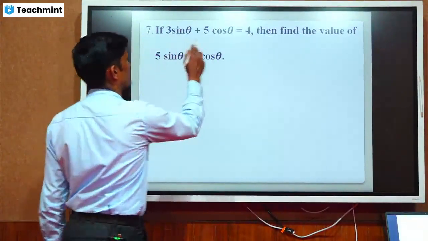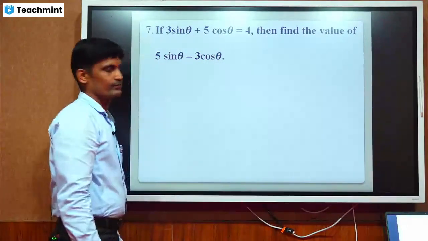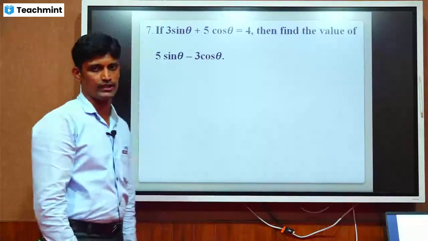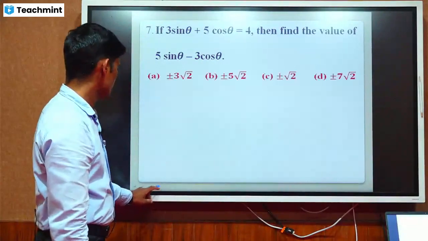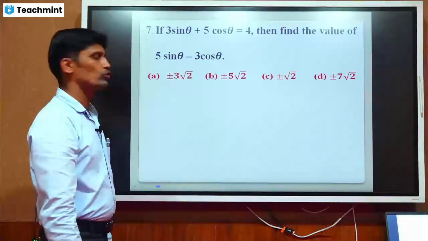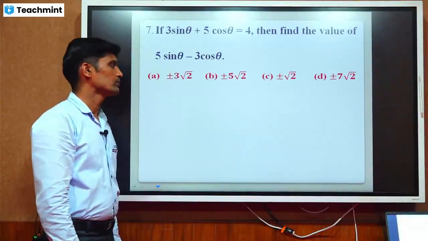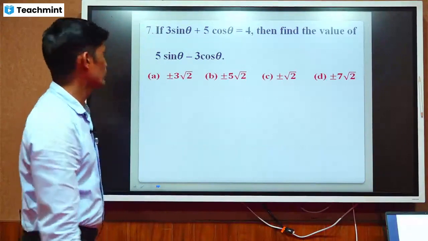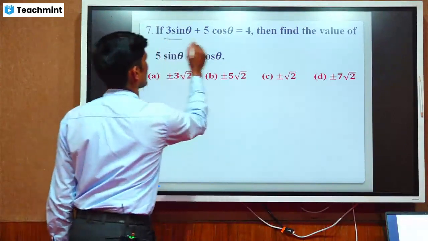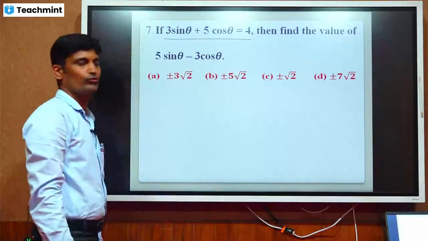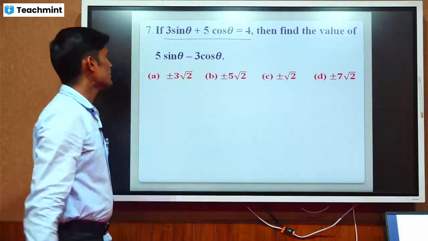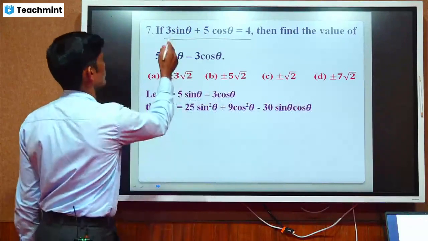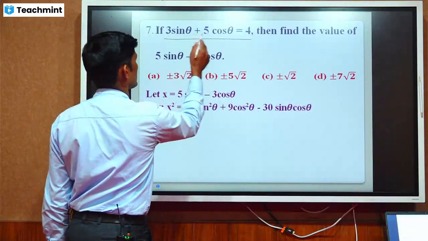If 3 sin theta plus 5 cos theta is equal to 4, then find the value of 5 sin theta minus 3 cos theta. Let us see the answers: plus or minus 3 root 2, plus or minus 5 root 2, plus or minus root 2, plus or minus 7 root 2. By knowing 3 sin theta plus 5 cos theta is equal to 4, we need to know what is 5 sin theta minus 3 cos theta. Let us see this. We know 3 sin theta plus 5 cos theta is 4.